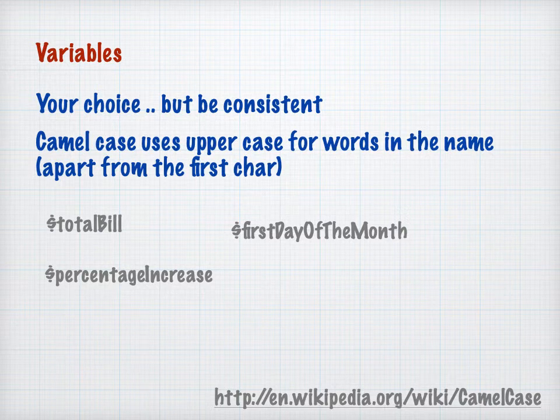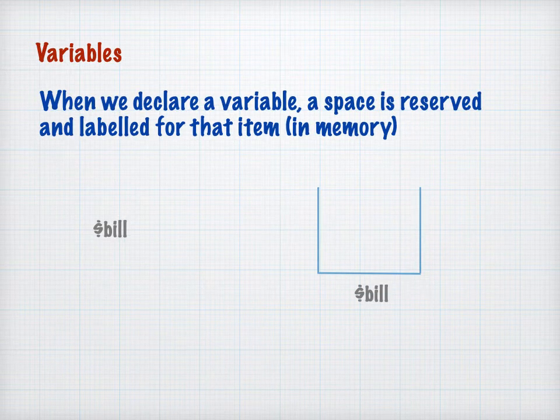So how does it actually work then? Well, let's have a look at variables and how they actually work. When you create a name in PHP, a space is reserved and labelled for that item. PHP looks for you to start using variables, and the moment you use a variable, it creates a box, a space for you to store a value in, and labels it with that name. So whenever, for example, we talk about $bill inside our program, PHP will know that we're talking about a particular box, a particular space in memory.